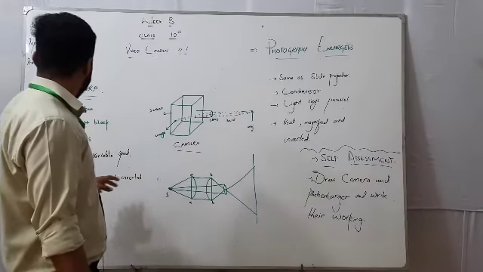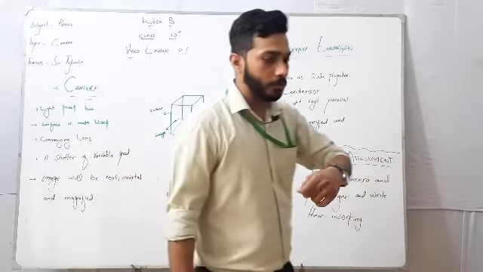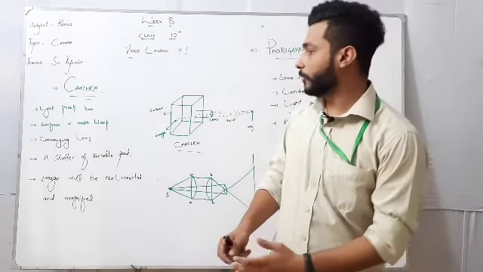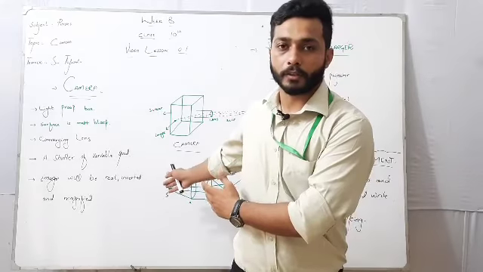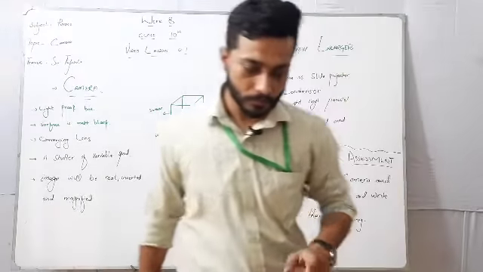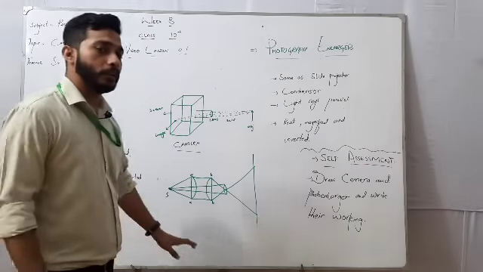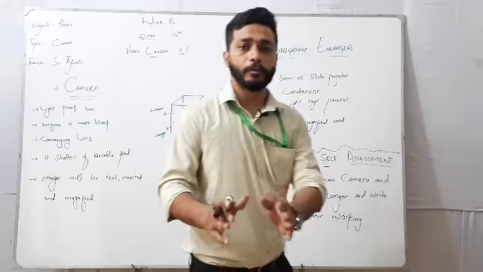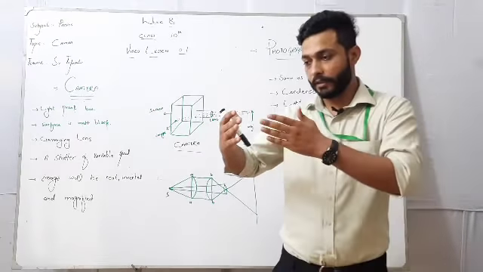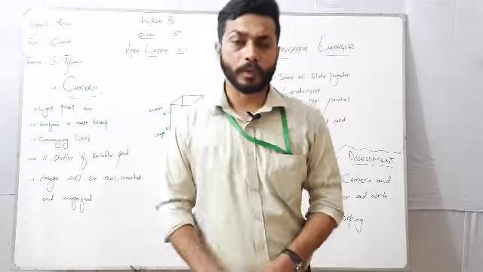Okay, next one is the shutter of variable speed. If I want to get more clicks in a small interval of time, I will increase the shutter speed. So the shutter speed is variable. Next one is the image will be real, inverted and magnified. The image will be formed, it will be real, but it will be inverted and magnified. This is all from the camera.